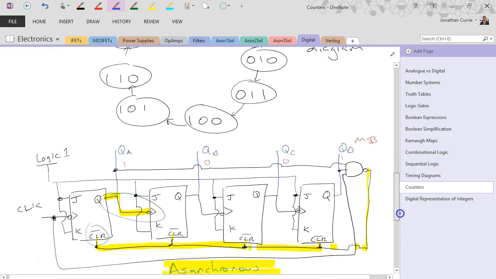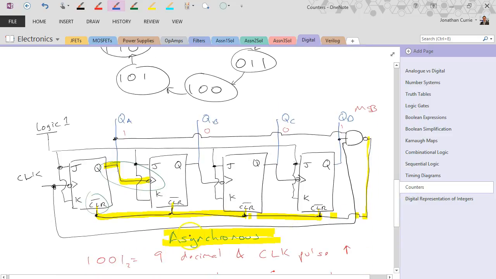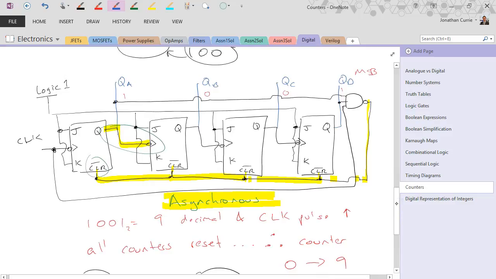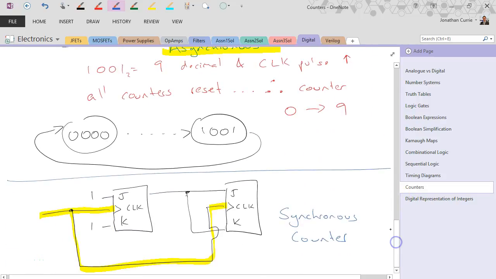We had a look at state diagrams and what an asynchronous counter might look like. This one's actually known as a truncated counter because of this bit here. It doesn't count up to its maximum value, so this one would be a mod 10 counter. It's got 10 states from 0 to 9, and we very briefly had a look at synchronous counters.